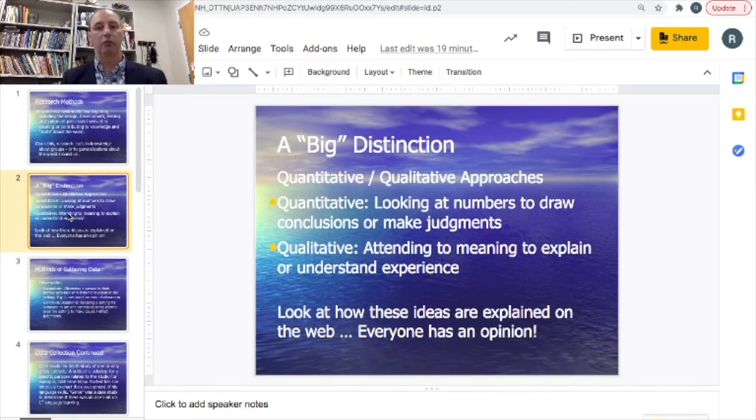In a quantitative approach, you're trying to simplify it and make it into a numerical problem. And any time that you do that, you're taking out some of the experience, some of the opportunities, some of the possibilities. So quantitative and qualitative are big distinctions that you can look at when you're thinking about research methods. And you'll see those in the research articles and other topics that we deal with this semester.